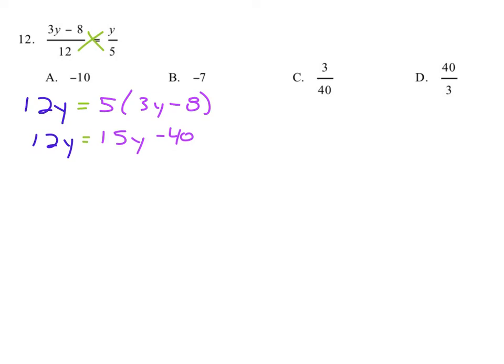Okay, well, let's get all the y's on one side. Isolate the variable, minus 15y, minus 15y. And what do we get? We get negative 3y equals negative 40.